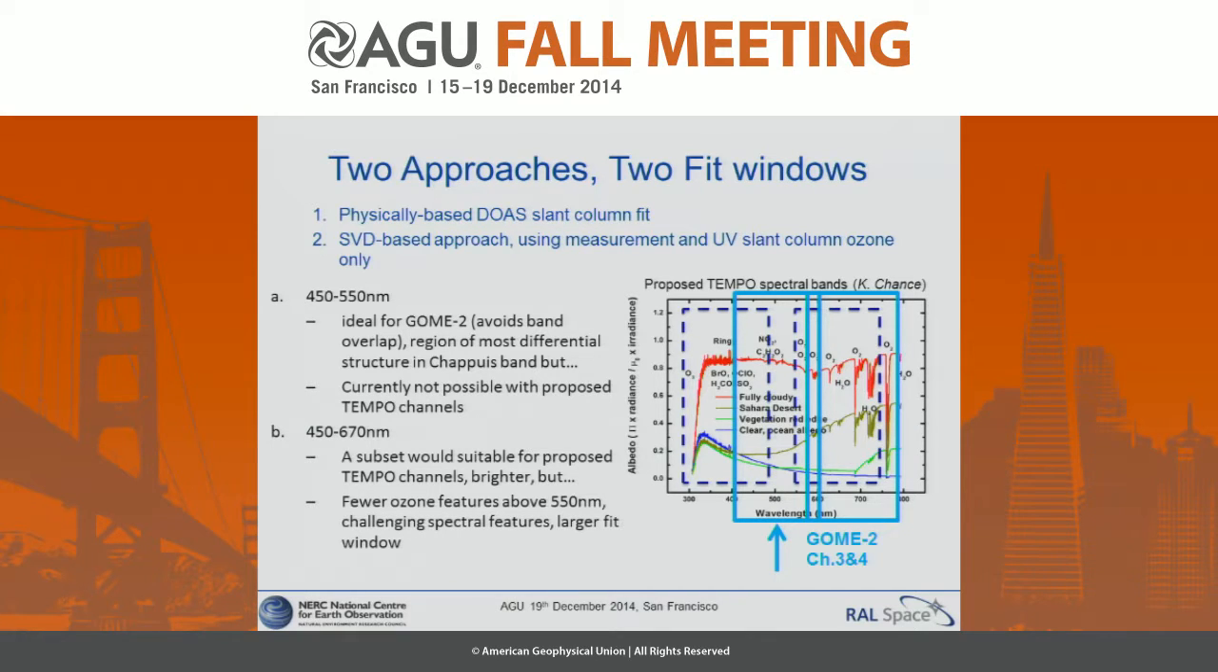We're looking at two different wavelength ranges, 450 to 550 nanometers. This is because this avoids the band overlap for GOME-2, which can be tricky to fit across. And secondly, it's also the region in the Chappuis bands where you have most differential structure, so potentially that should be easier to fit. The second wavelength range, 550 to 670 nanometers, really takes into account the whole of the Chappuis bands.